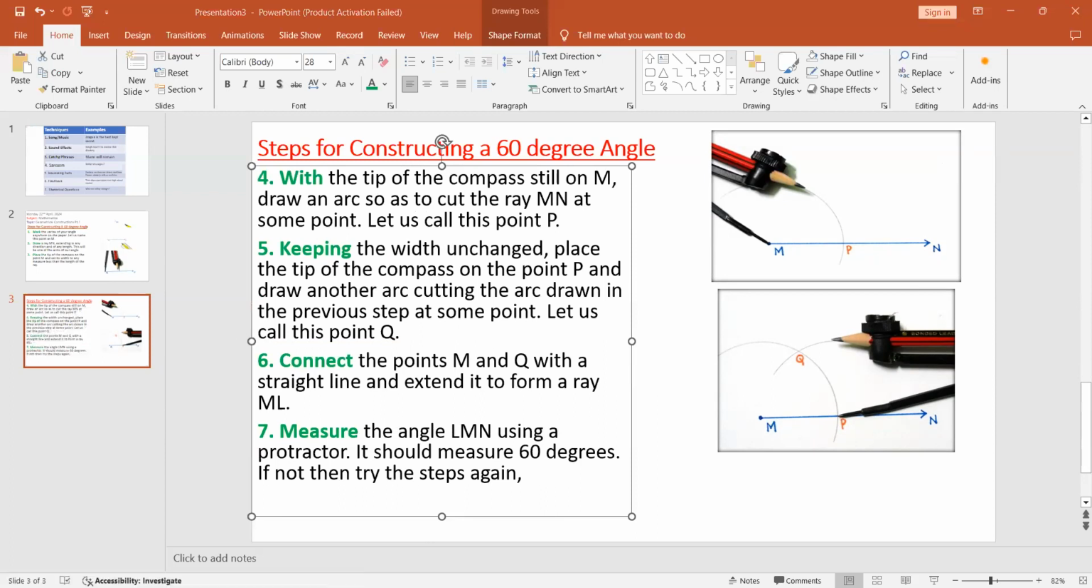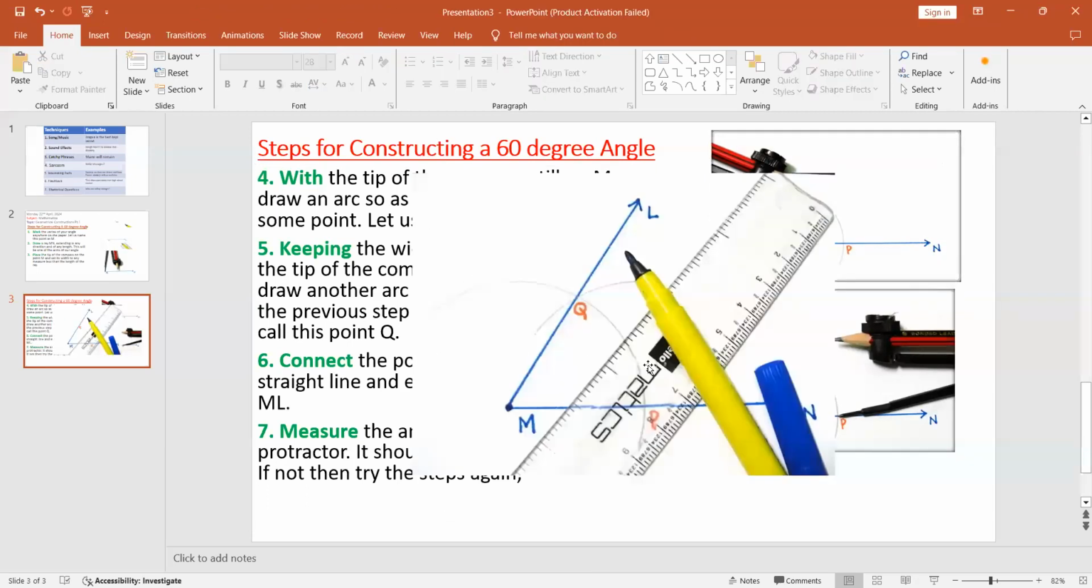So what do we mean? We mean that we're going to draw a line to intersect Q, to intersect where those two arcs met. And you're going to use a ruler to draw that line. Let me just show you what I mean by that.